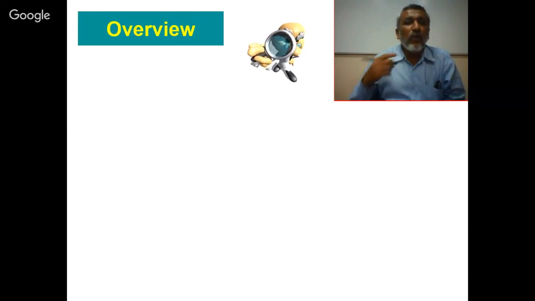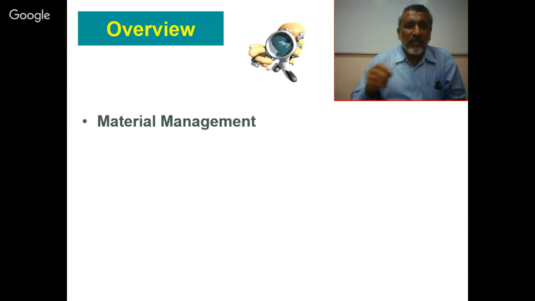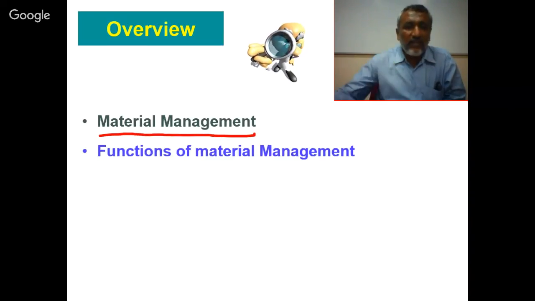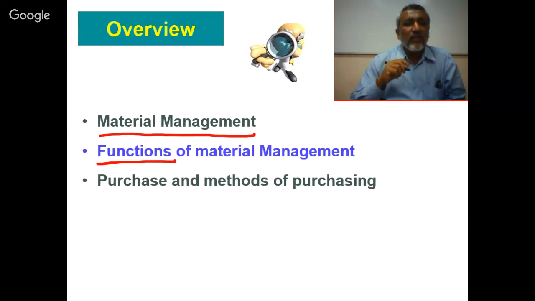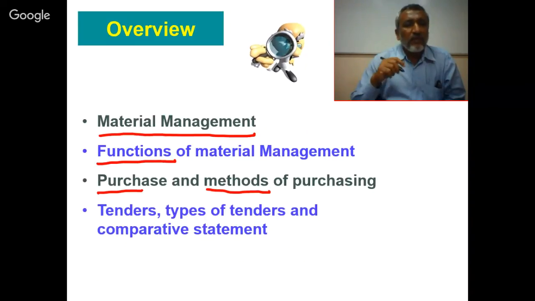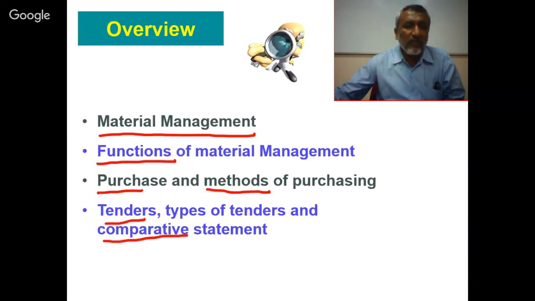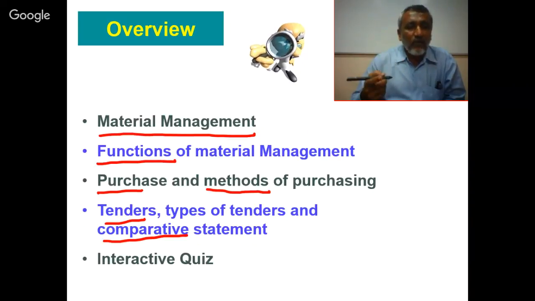Let's now have a quick overview of the contents of today's class. We'll start with material management. We'll discuss different issues related to material management. Then we'll discuss the functions of material management. We'll go on to discuss the purchase and the different methods of purchase and compare them. Then we'll discuss certain documents related to purchase, such as the tenders and comparative statement. Finally, we'll have an interactive quiz where you will select your question and answer them.